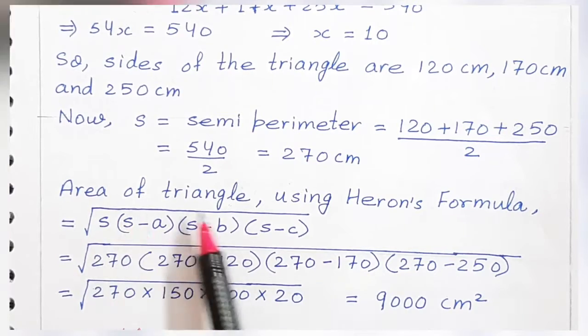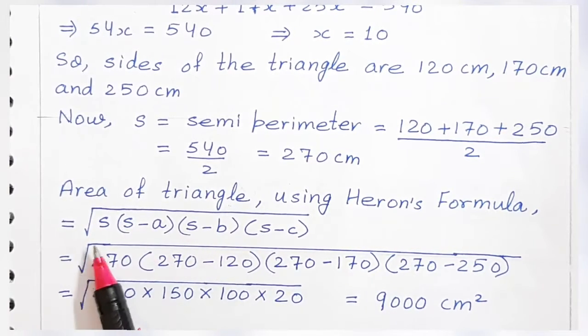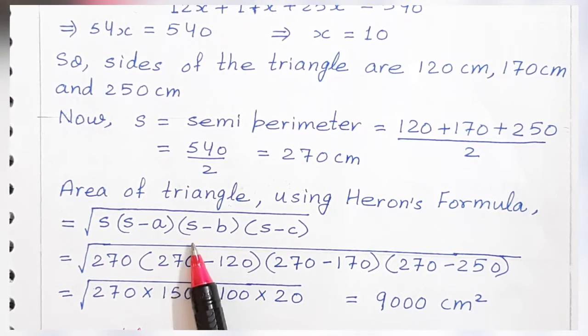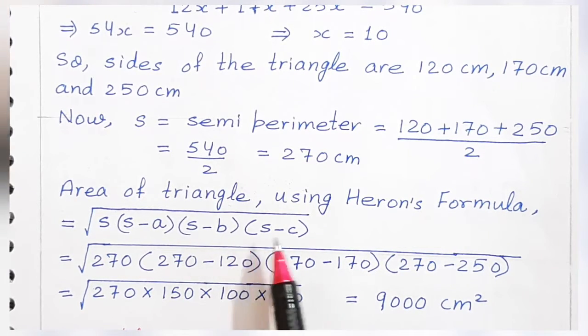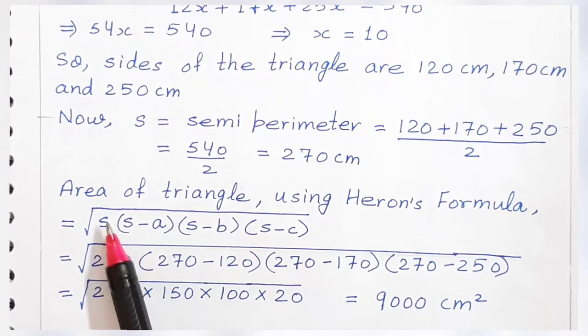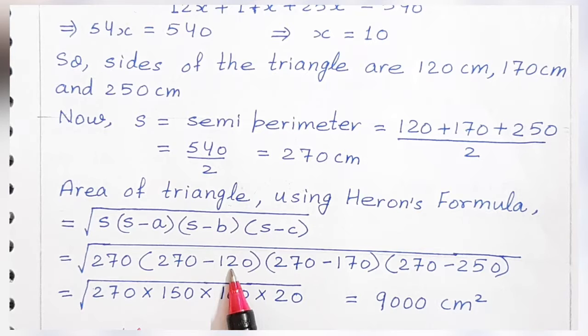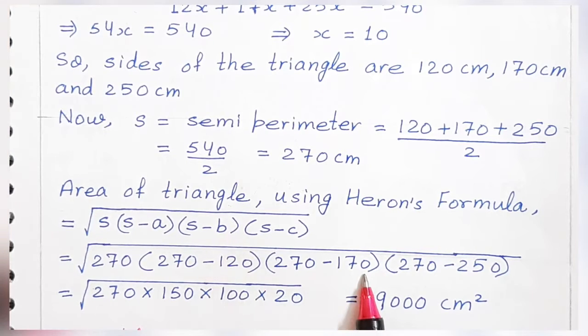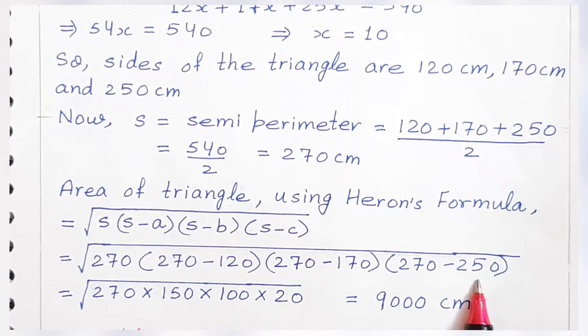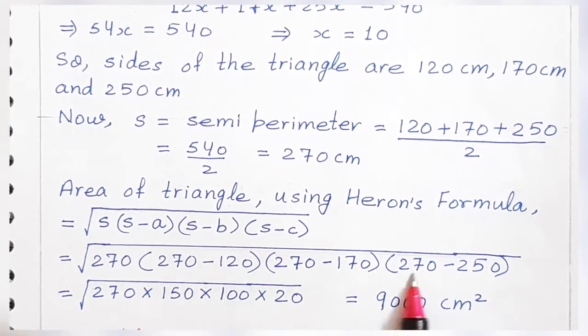Now you know that Heron's formula is under root S into S minus A, S minus B and S minus C. So here S is 270, A is 120, B is 170 and C is 250. So after solving this, our answer is 9000 centimeter square. Clear?